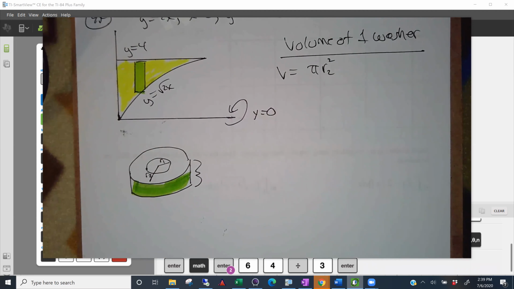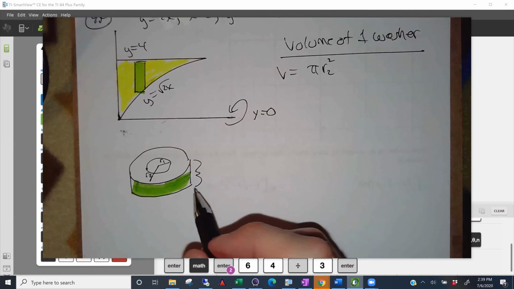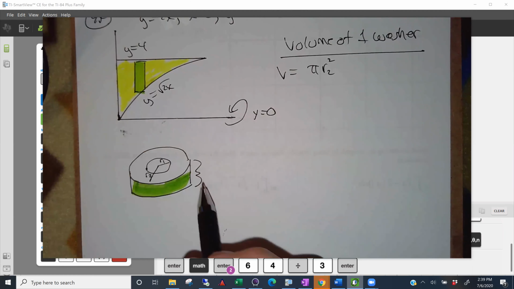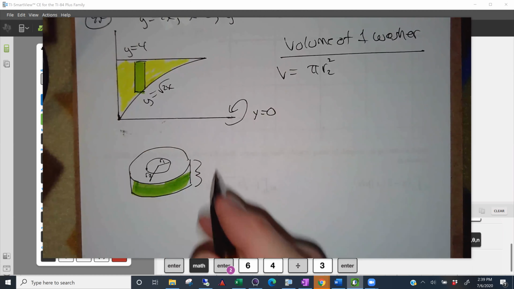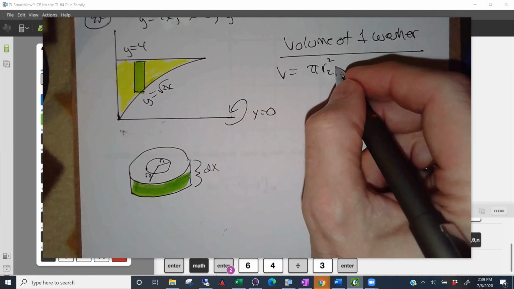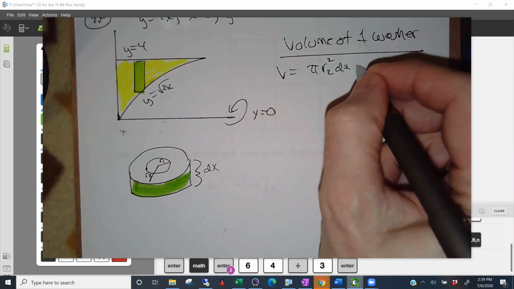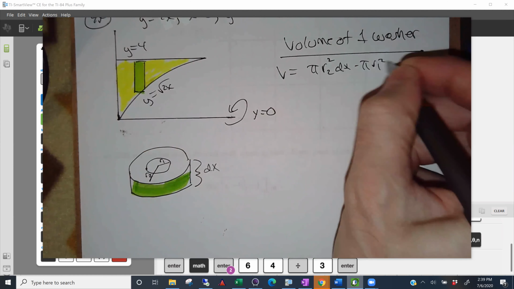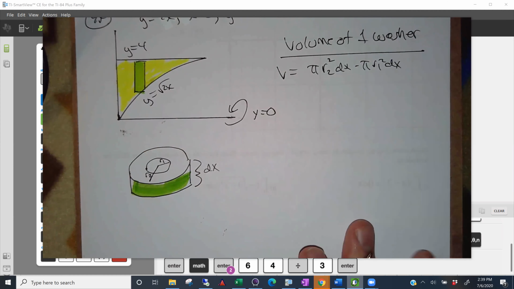Anyone? I'll give you a hint. I kind of color coordinated these for a reason. It's dx, right? Yeah, thank you. It's dx. So pi R2 squared dx minus pi R1 squared dx. And you can clean that up.